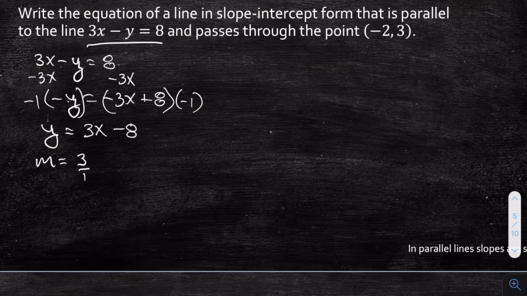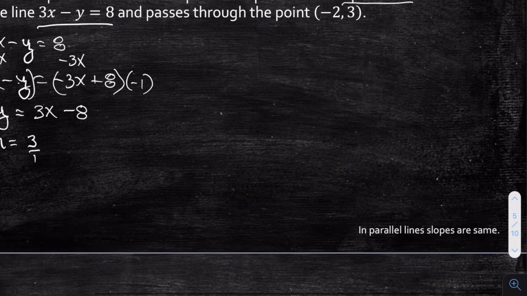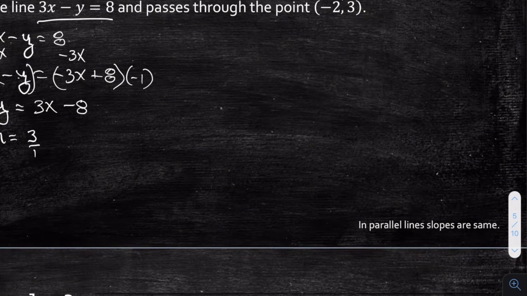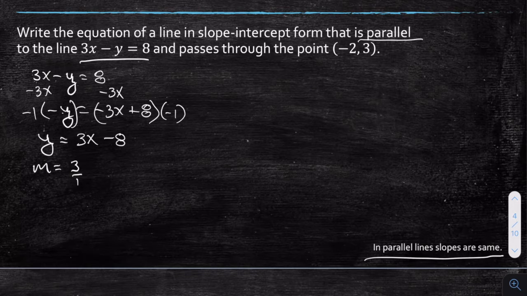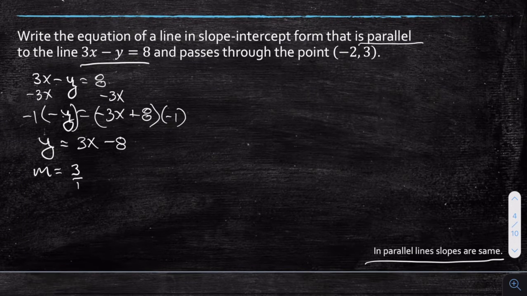So there's the slope. Now, we're going to be talking about parallel. And you'll notice what I wrote down here. I said, in parallel lines, slopes are the same. In parallel lines, slopes are the same. So what is going to be the slope of the line that is parallel to this line when we write it? Well, it's going to be the same.